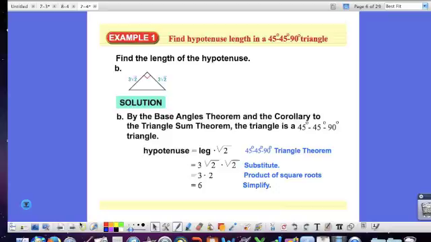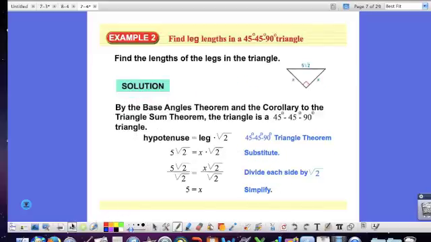Okay? So in this case, you would take 3 radical 2 and multiply it by radical 2. That's 3 times 2, which equals 6. That's kind of like the first problem we had in our warm-up. Okay, and now if we have the hypotenuse, we can work it backwards. So we know that 5 radical 2 is going to be equal to x times radical 2. So in this case, we can see right away that x is going to equal 5.